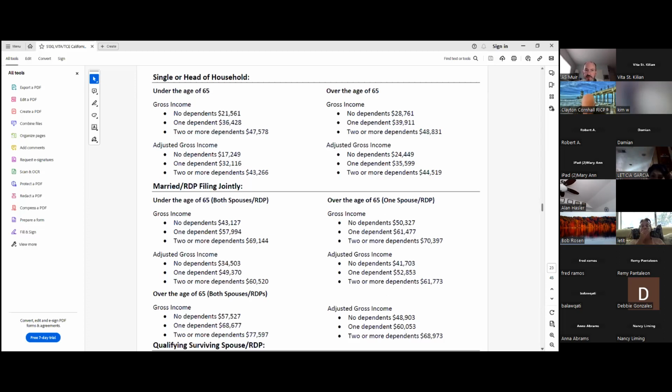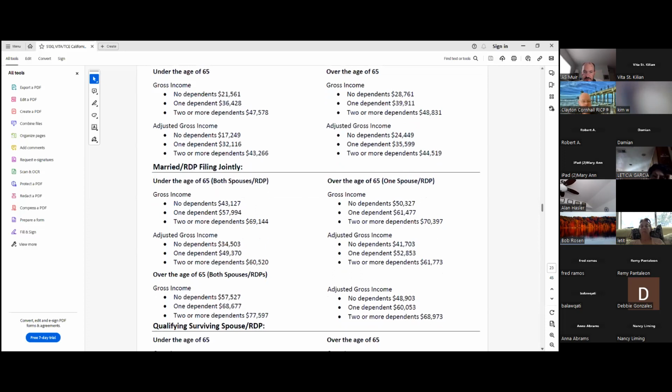Okay, so this is page 23 of the Franchise Tax Board VITA manual, which again talks about filing requirements and the amount of gross income that someone has to have depending on their filing status. So, for example, if you've got a youngster, someone who's under age 65, and they have no dependents, and their gross income is $21,561, they've got a filing requirement. All right, and we'll go to the bottom of this to show you all of the various filing statuses.